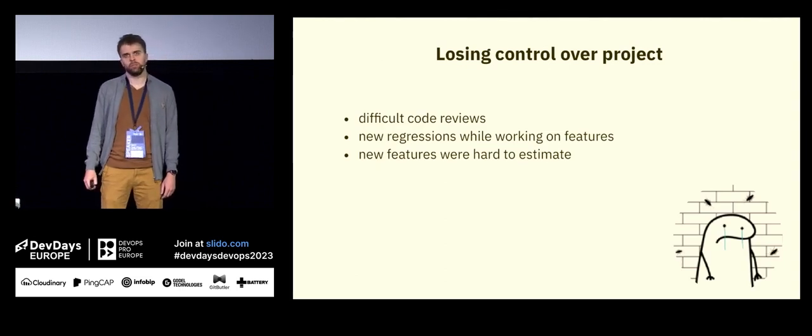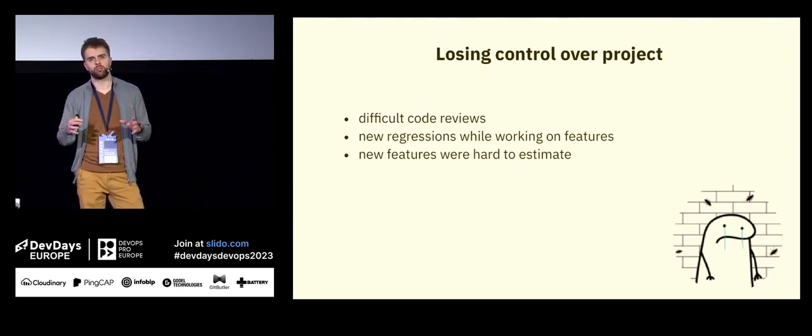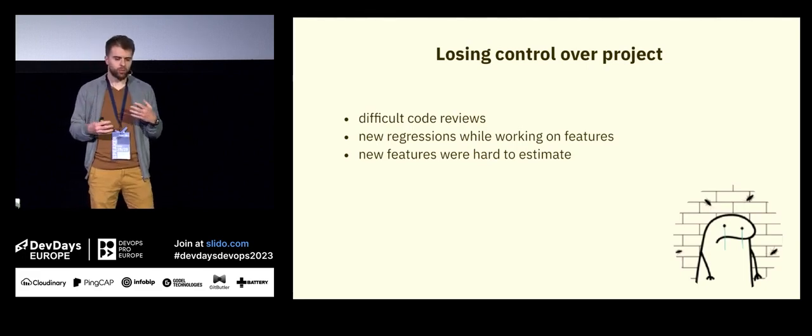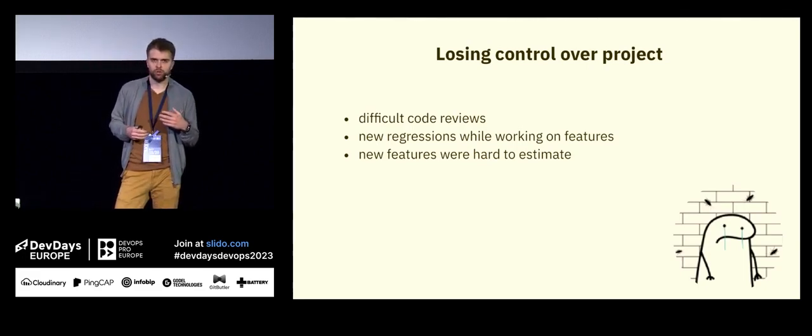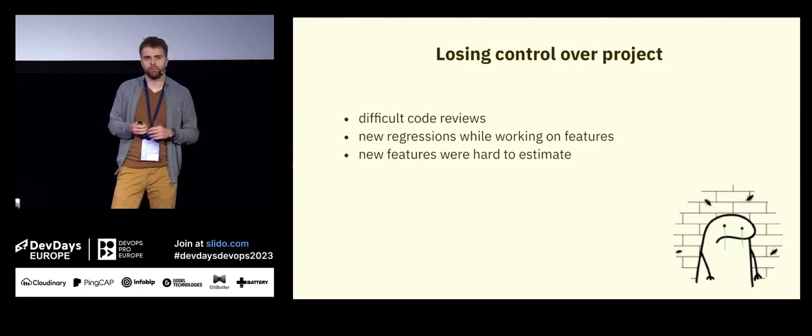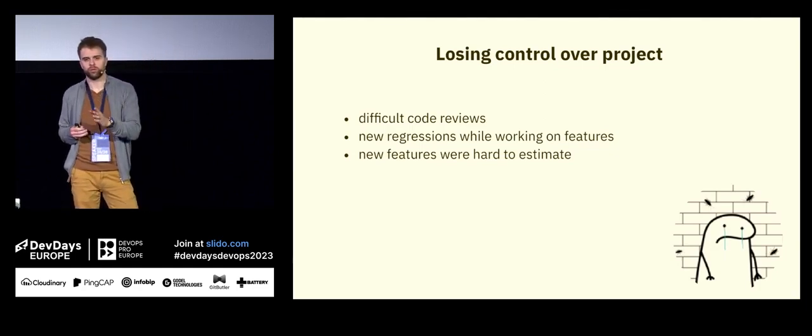For one big project, we had a startup project, and we had some problems with code reviews. We introduced a lot of regressions. We were going very fast, so it was unavoidable in some sense. And estimates were insanely hard in terms of time, and we also struggled to have a stable state to a certain date.